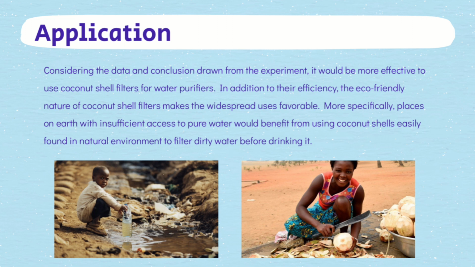Application. Considering the data and conclusion drawn from the experiment, it will be more effective to use coconut shell filters for water purifiers. In addition to their efficiency, the eco-friendly nature of coconut shell filters makes widespread use favorable. More specifically, places on Earth with insufficient access to pure water will benefit from using coconut shells, which are easily found in natural environment, to filter dirty water before drinking it.